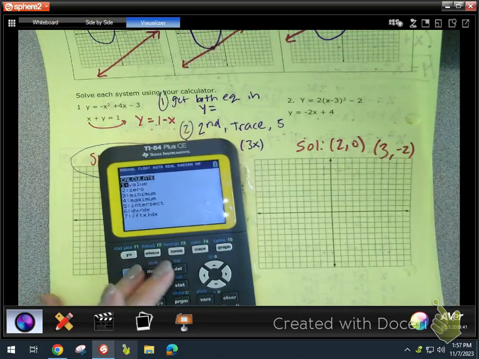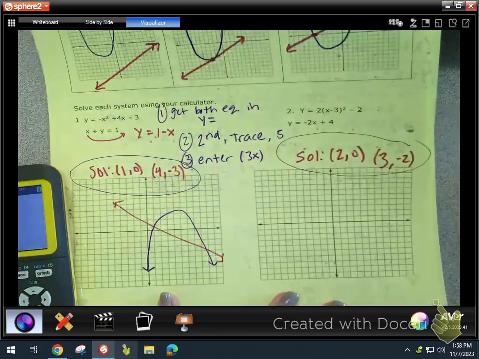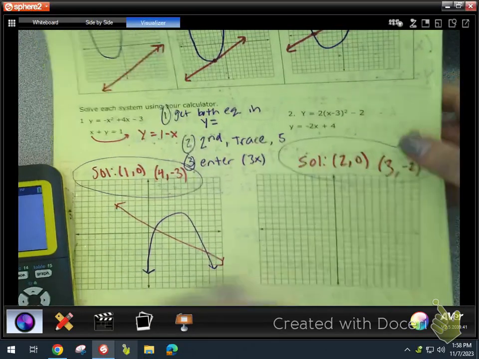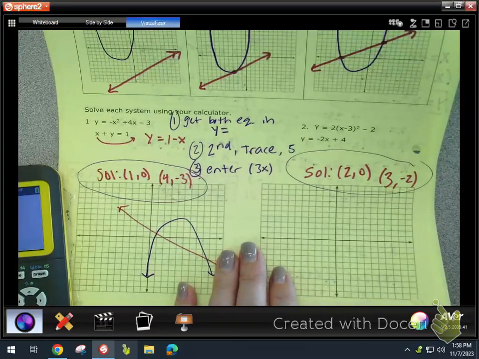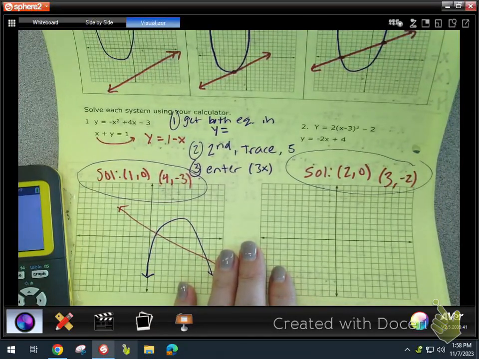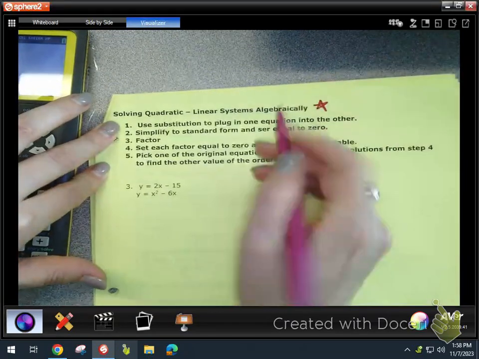All right, that is how you can do it in your calculator to check, which again, if you are able to check these in your calculator, more power to you. We're doing a lot more calculator stuff next time. So if the calculator is not something that you know very well, then you better have your thinking cap on next time. Flip. 11. Solving systems algebraically.